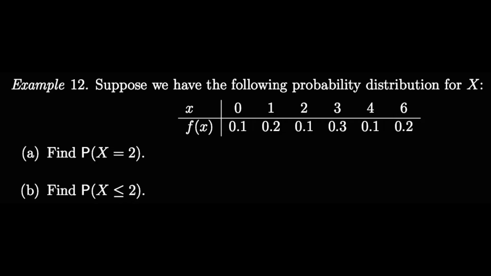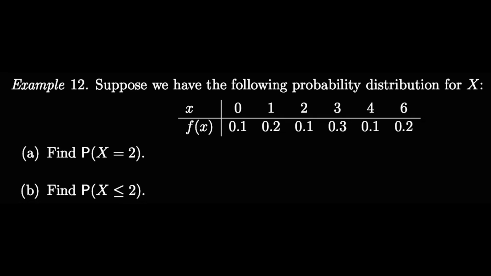Now we can move on to example 12, where suppose we have the following probability distribution for x, where x goes from 0 to 6, and f of x is 0.1, 0.2, 0.1, 0.3, 0.1, 0.2.